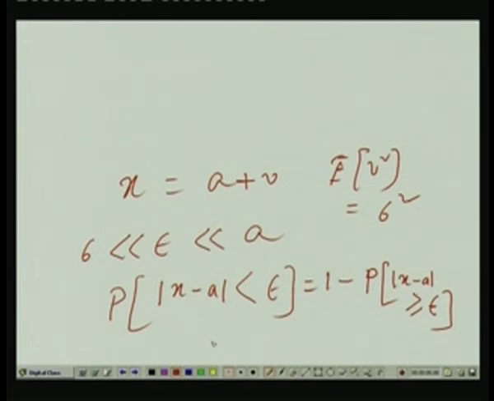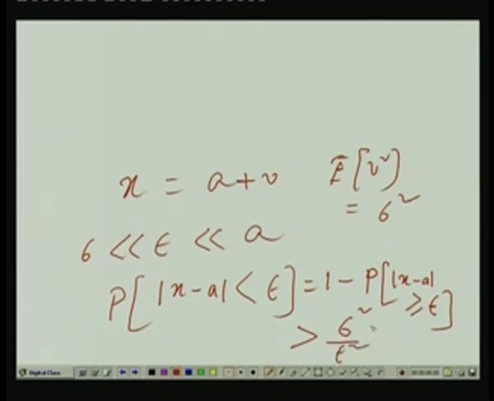And obviously, the probability of mod x minus A greater than or equal to epsilon was less than or equal to sigma square by epsilon square. So, you put a negative sign. So, less than or equal to becomes greater than or equal to, and add 1. So, greater than or equal to simply becomes greater. So, this is nothing but greater than 1 minus sigma square by epsilon square.